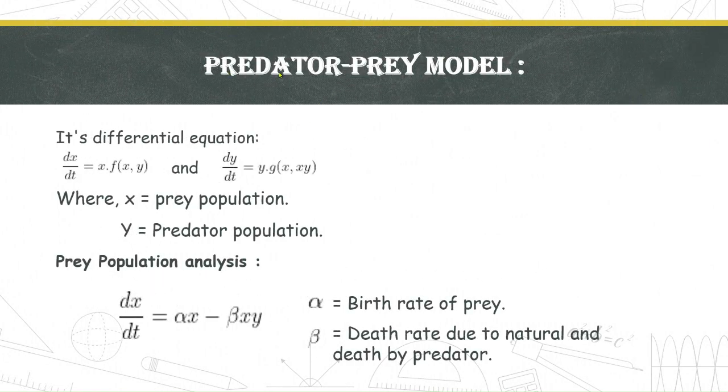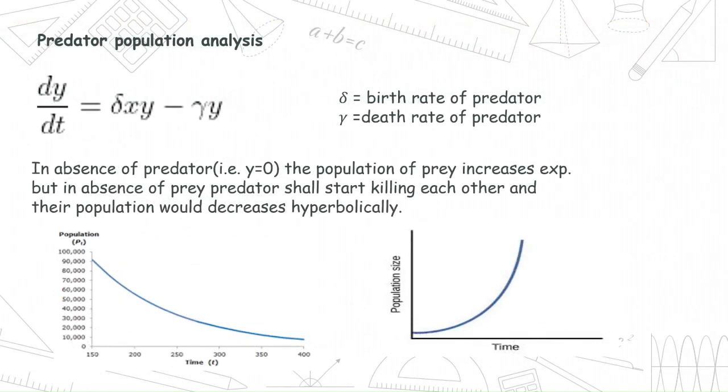We shall be representing this model in the form of a differential equation. In the shown differential equation, x is the prey population and y is the predator population, and alpha and beta are the birth rate and death rate respectively. And similarly in the predator population, delta and gamma are the birth rate and death rate of the predator.